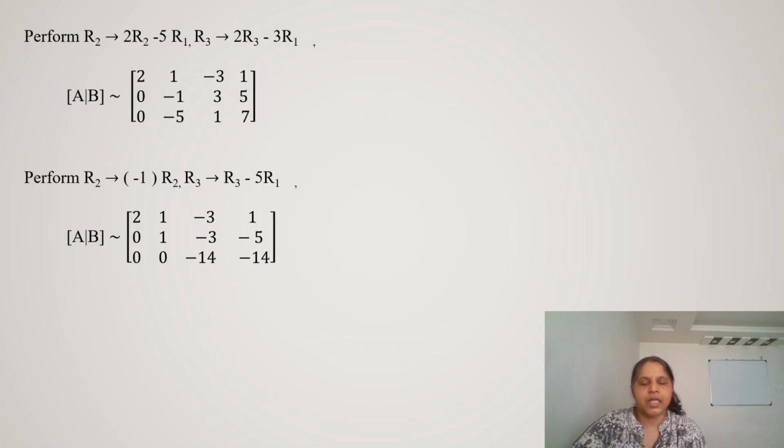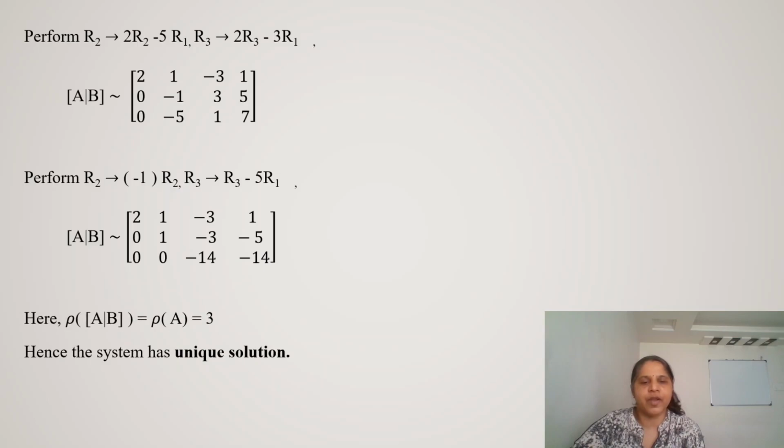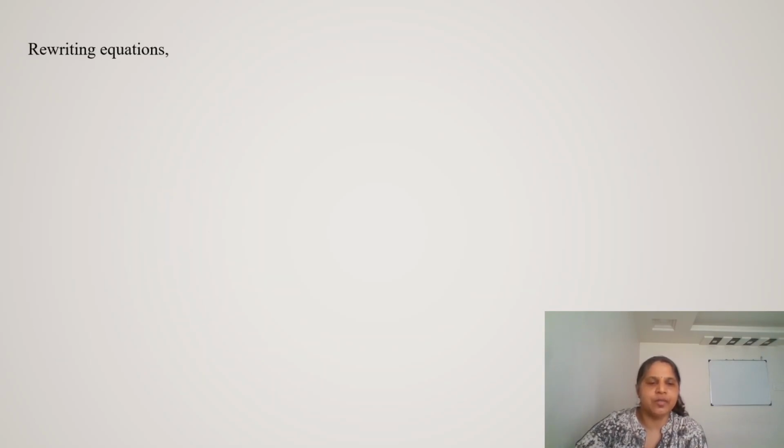Now this is the echelon form of the augmented matrix, and here we can see that the rank of the augmented matrix is the same as the rank of A, which is equal to 3. So the system has a unique solution. We again write equations from that matrix. So rewriting equations, we have 2x plus y minus 3z equal to 1, y minus 3z is equal to minus 5, minus 14z is equal to minus 14.